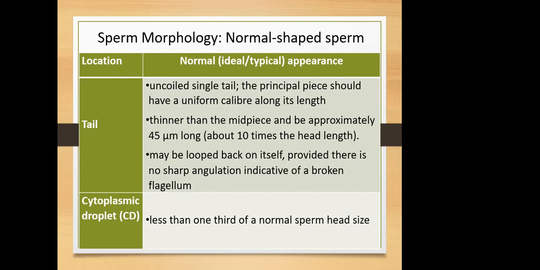The principal piece, that's the main piece of the tail, should have a uniform caliber along its length. As you move along, it should not be like, let's say if you look at it and it's 3 microns, then at one point it becomes 1 micron, then 3 microns. No, it should have a uniform caliber, so the whole thing is a nice slender one of a sort.